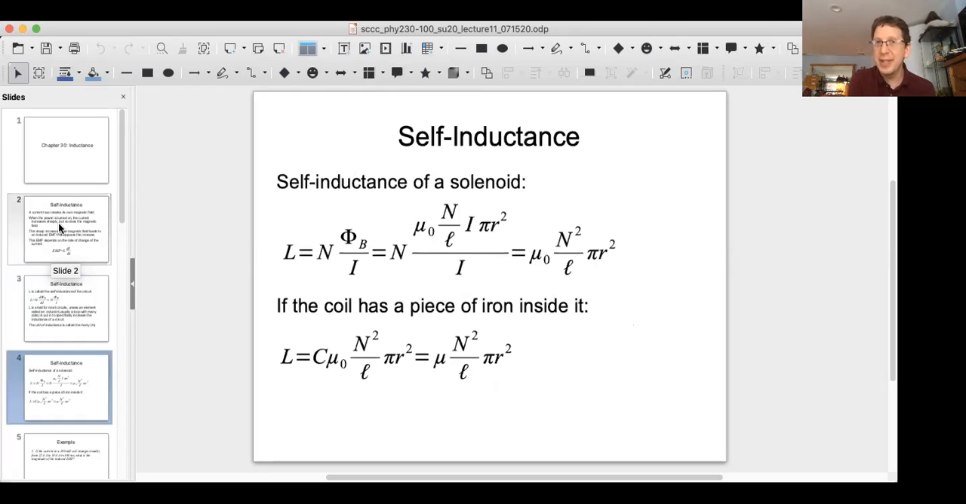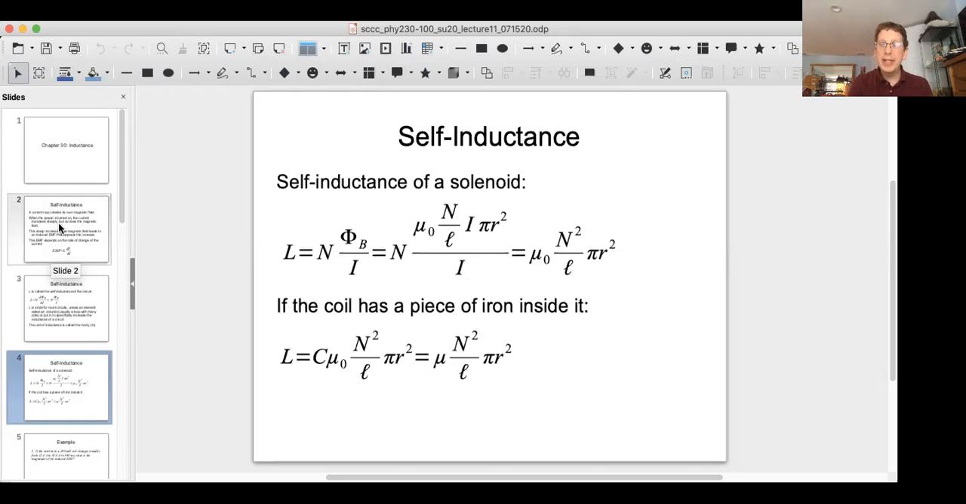So for a solenoid, a cylindrical coil of wire with N turns, L is equal to N times the magnetic flux divided by I. But the magnetic flux is equal to the magnetic field, and keep in mind that's uniform within a solenoid, times the area. So that's N times mu naught N over L times I. And then the area is just the cross-sectional area of a cylinder, which is circular, pi r squared. And you're dividing by I, so the I terms drop out. The N terms multiply together, and what you get is the self-inductance of a solenoid is equal to mu naught times N squared divided by L times pi r squared.